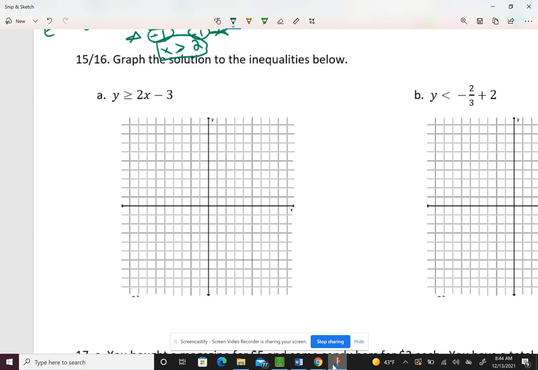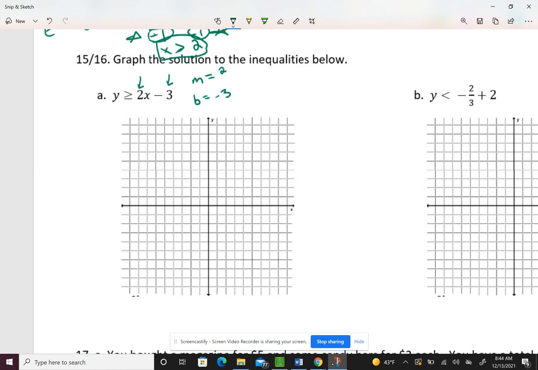All right, guys, for 15 and 16, we're just taking a look at this one. Hopefully, this is kind of fresh in your mind. Remember, what we're looking for, we've got to be able to find M and B. M is always the number in front of X. B is always a number by itself. So this one, we get M is 2, and we get B is -3.